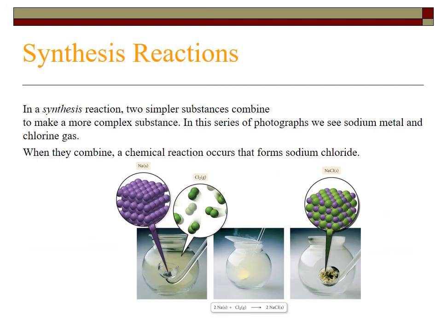So in a synthesis reaction, two simpler substances combine to make a more complex substance. In the series of photographs, we see sodium metal and chlorine gas. When they combine in a chemical reaction, they form sodium chloride. So synthesis is the combining of the two.